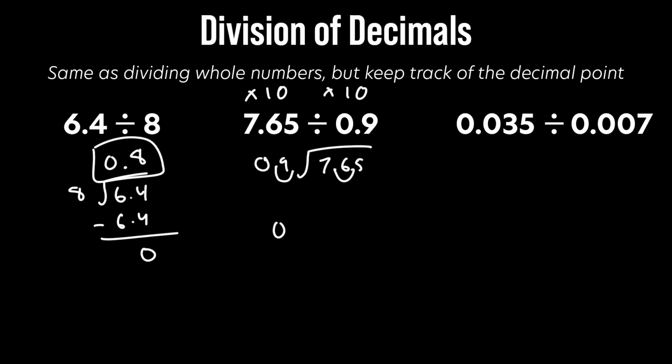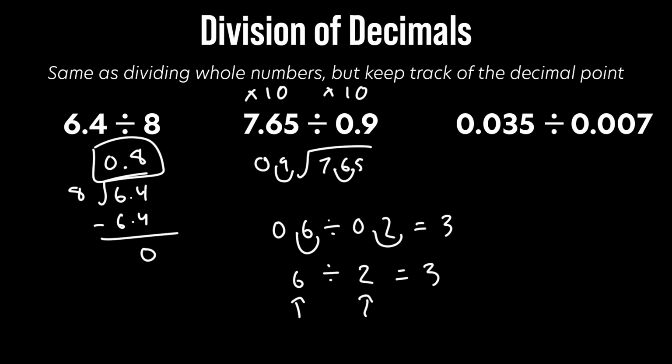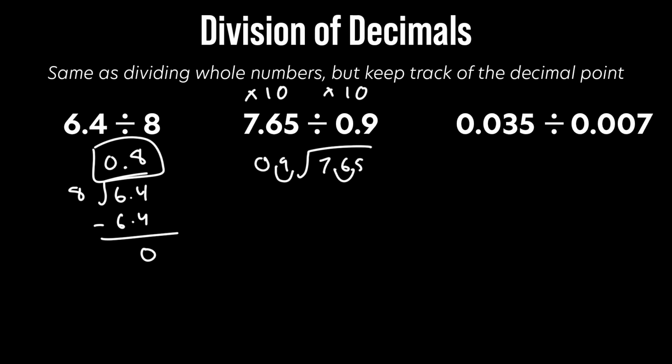It's the equivalent of saying 0.6 divided by 0.2 is 3. And if you were to move the decimal point in both cases, it would be 6 divided by 2, which is also 3. So the answers will be the same while the numbers that we are using are different. If we rewrite it, the decimal point will be in front of the 9, and it's 76.5 divided by 9.